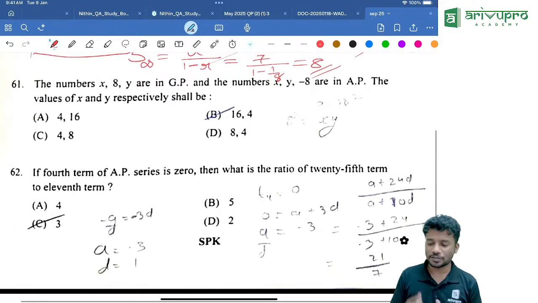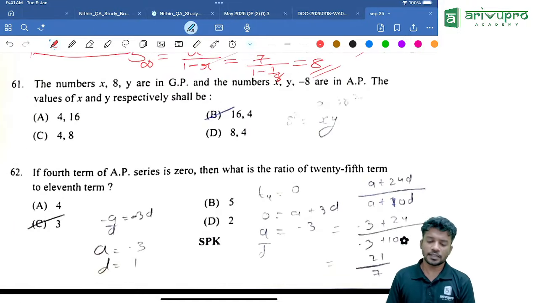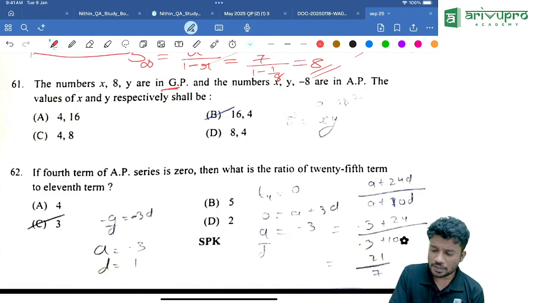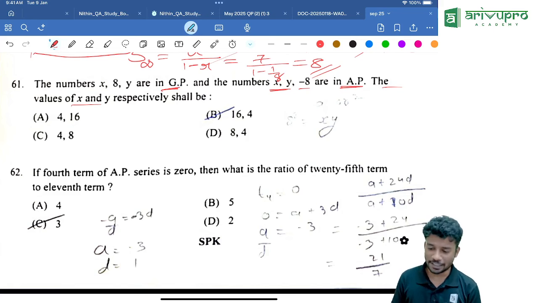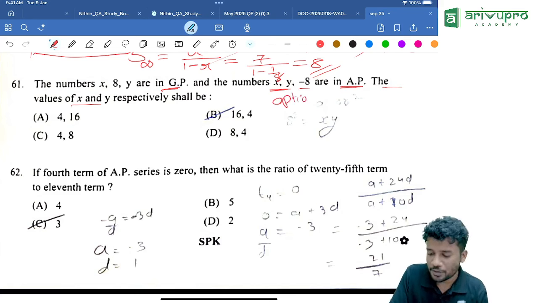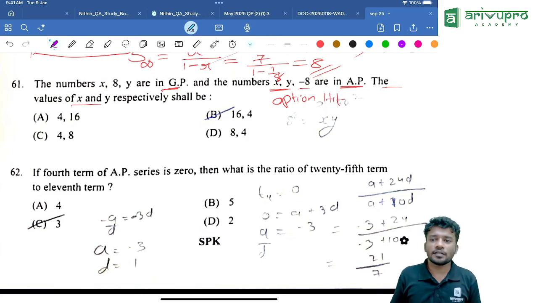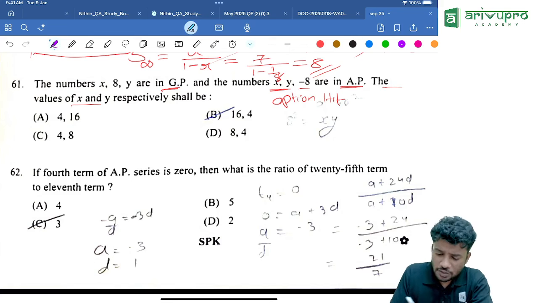So 1.25 is gone in such a case. Now look at the next question. Try to do it. The numbers x, 8, y are in GP. The numbers x, y, minus 8 are in AP. Then the values of x and y respectively shall be what? The easiest method is option hitting. So if you are trying first, take the first option.